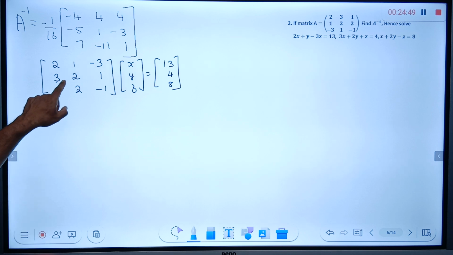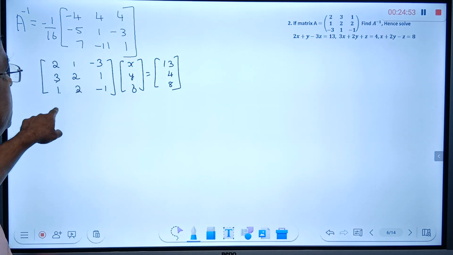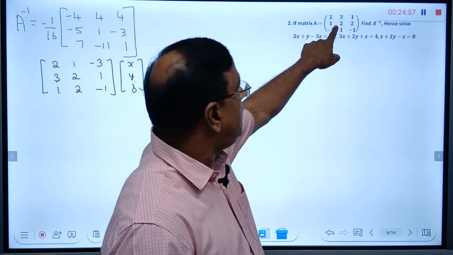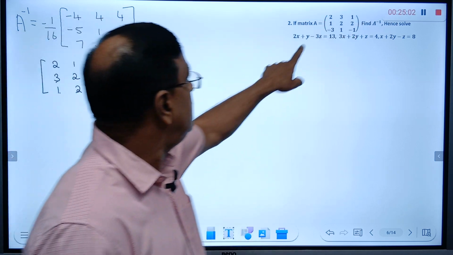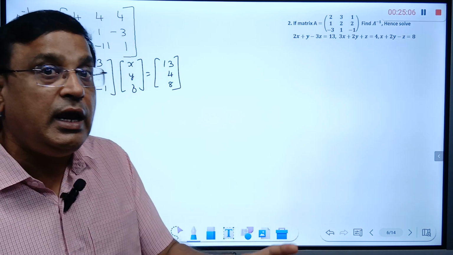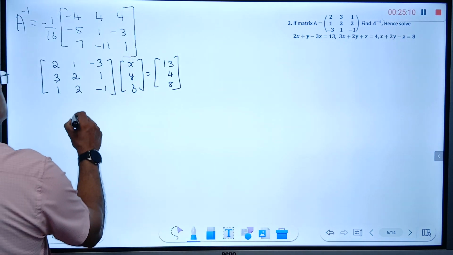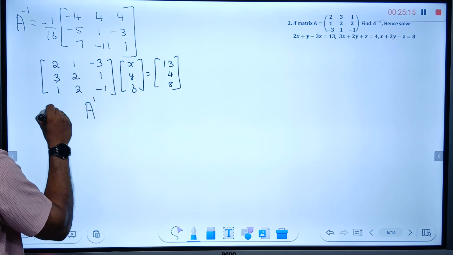Now, if you observe this carefully, in the previous problem, it was A. But in this problem, it is not A, but it is A transpose. Can you see this is A? What is transpose? 2, 1, minus 3. It's there. 3, 2, 1, and 1, 2, minus 1. It is not A, but it is A transpose. That is why it's of a different type. Okay, so this is not A, this is A transpose. That is why this is different.